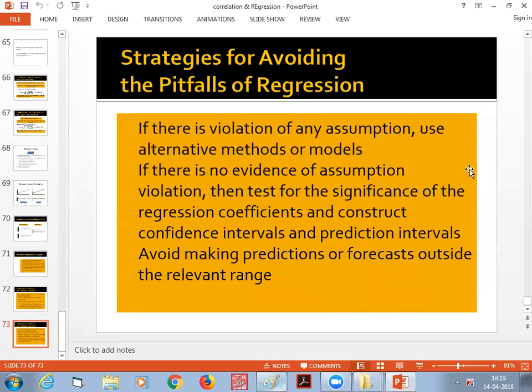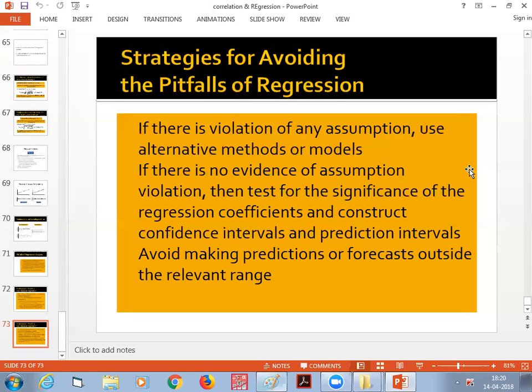Now, if there is a violation of any assumption, use alternative methods or models. If there is no evidence of assumption violation, then go for the test of significance of the regression coefficients that we understood in the last class, and construct the confidence interval and prediction interval. Avoid making a prediction or forecast outside the relevant range. Whatever I explained separately is given here as consolidated information. So that is about the regression model.